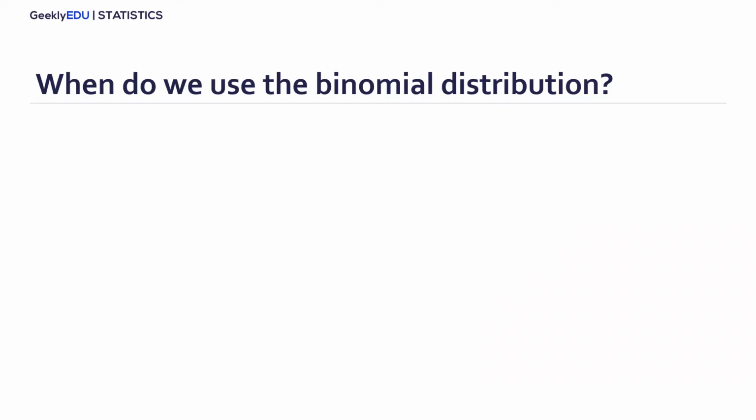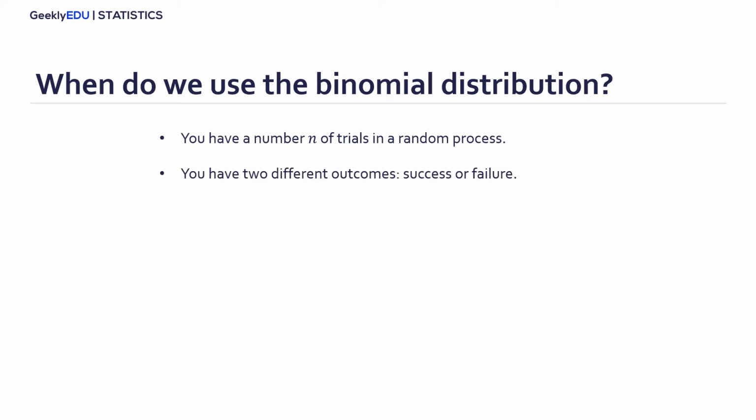It is important to identify when to use the binomial distribution, remembering that this is a probabilistic model, and we need more than one trial. Therefore, we are going to use the binomial distribution when we have a number n of trials in a random process, and you only have two outcomes, success or failure. Success means that you get the outcome you are counting, and failure is when you get the second outcome, but it does not mean that failure is a negative event.